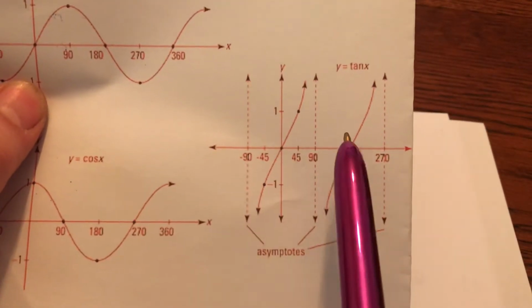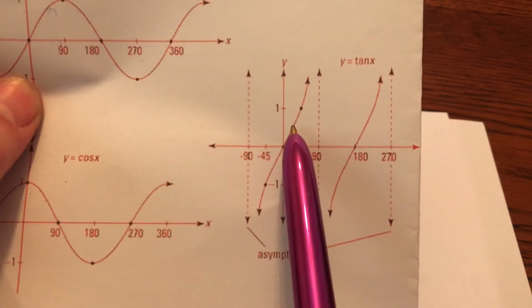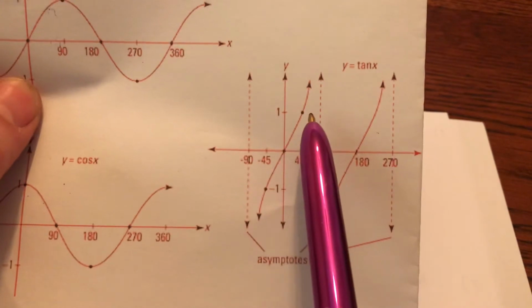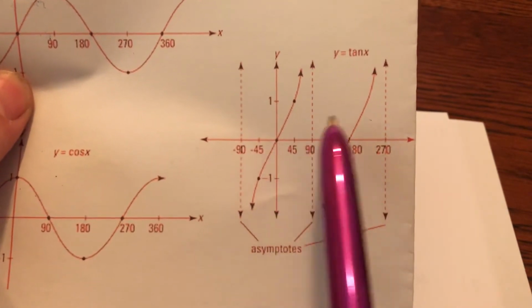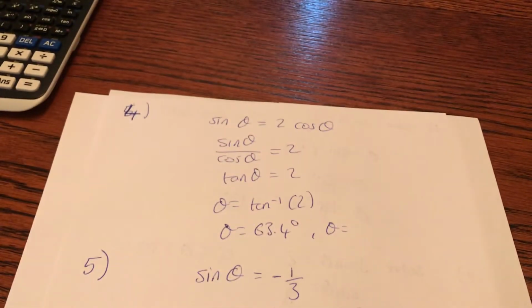Tan graph, really easy to find multiple solutions. Look, there's 0, there's 180. There's a period of 180. It repeats itself every 180 degrees. So I just add 180 to this.